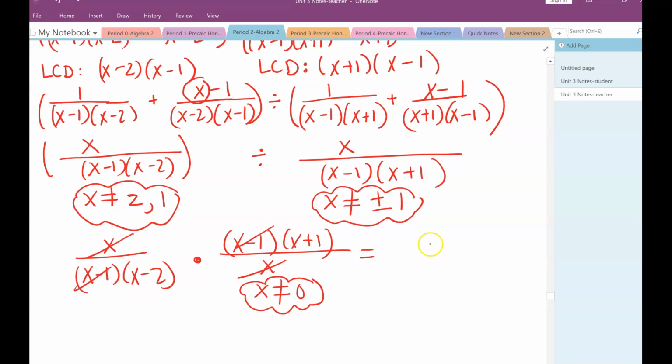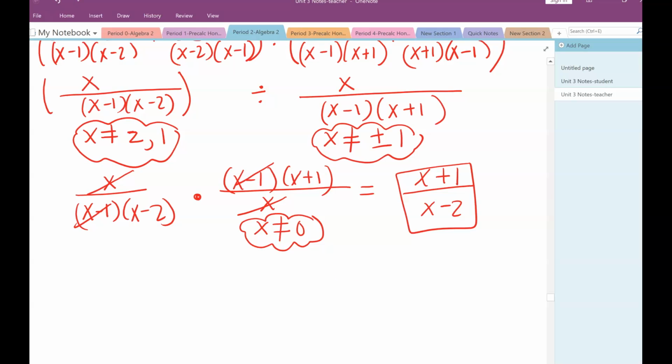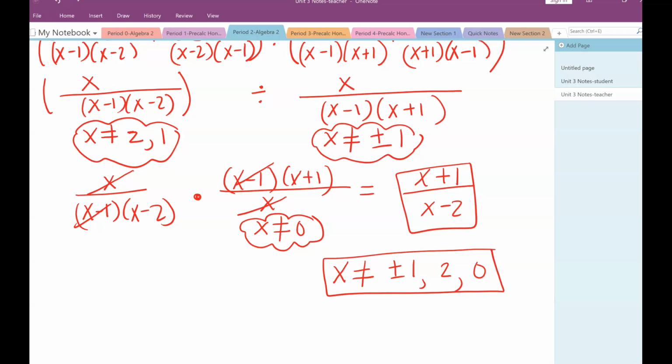What do we have? X plus 1, all divided by x minus 2. Box that up. Let's put all restrictions all in one place. X cannot be, tell me, plus or minus 1, comma, 2, comma. Perfect. I'm going to leave that up so you can copy that. And then we have one last example, example quattro.